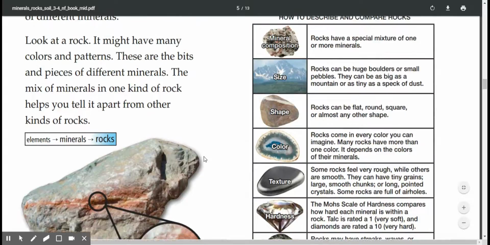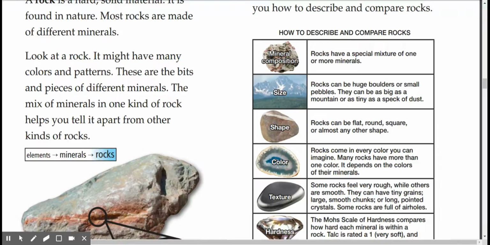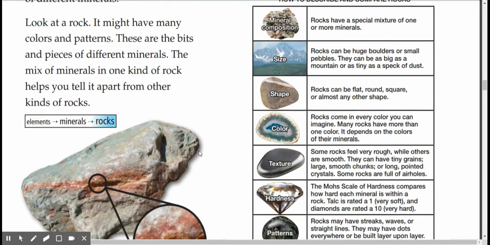Now we're going to look at a rock. See, here's a rock right down here. It might have many colors and patterns. There are the bits and pieces of different minerals. The mix of minerals in one kind of rock help you tell it apart from other kinds of rocks. So just like how each mineral has its own unique set of elements, rocks have their own unique set of minerals in the way they're combined. All right?